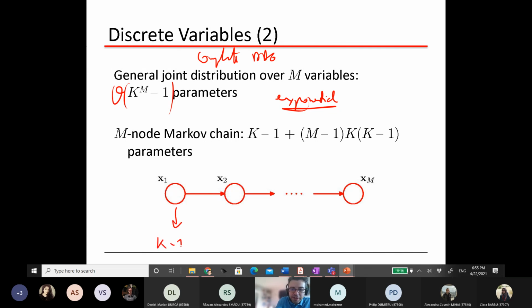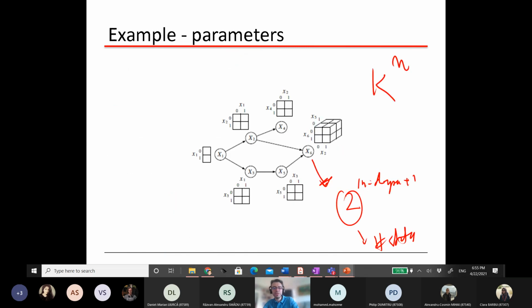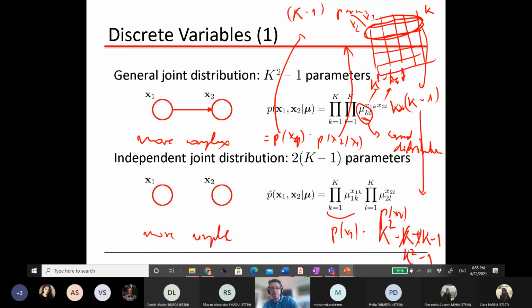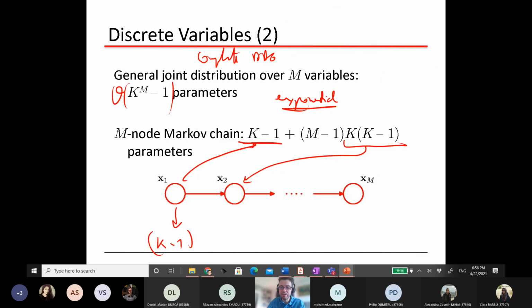For the first one, we have k minus 1. And for each of the other ones, we have k multiplied with k minus 1. It's the same rationale that we had on the other slide, so it's good that we reasoned about it there. Here we have m minus 1 random variables, therefore it's m minus 1 multiplied with k minus 1. So you see, this model is tractable: it's theta of k power 2 multiplied with m parameters.